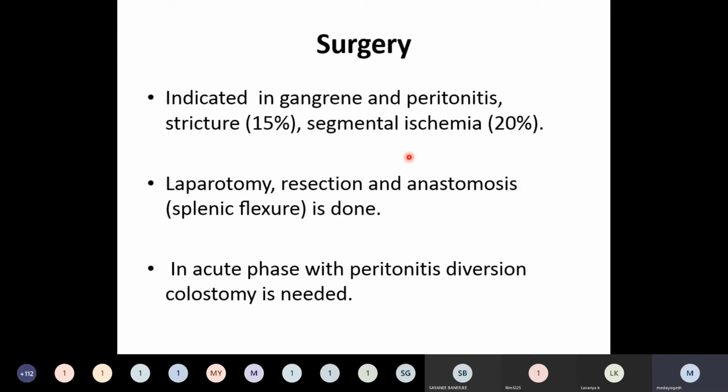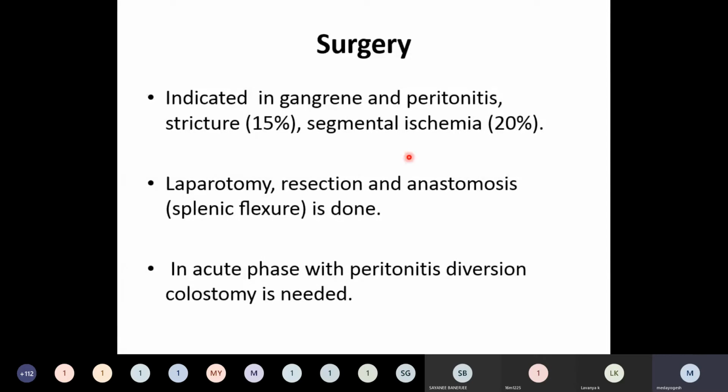So what are the complications we'll encounter even with conservative management? The patient can go in for gangrene and peritonitis, or he can land up with stricture, especially in the chronic variety, and there can be segmental ischemia. Segmental ischemia is where a part of the colon becomes ischemic and obstructed. So in all these cases, surgery is indicated.